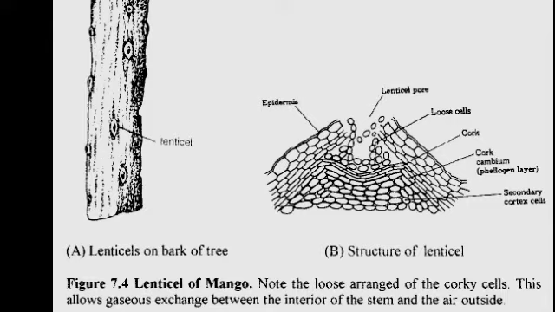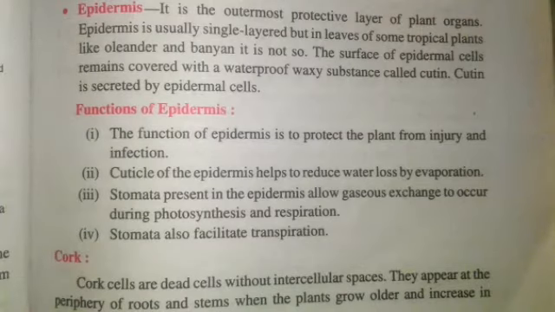Epidermis is usually single layered, but in the leaves of some tropical plants like oleander and banyan it is not so. The surface of the epidermal cells remains covered with a waterproof wax substance called cutin, which is secreted by the epidermal cells. Epidermis is present as the outermost layer of the plant body in the root, stem, leaves, flower and fruits. It is usually one cell thick and is covered with a waterproof coating called cuticle. The cuticle is made up of the wax substance called cutin.